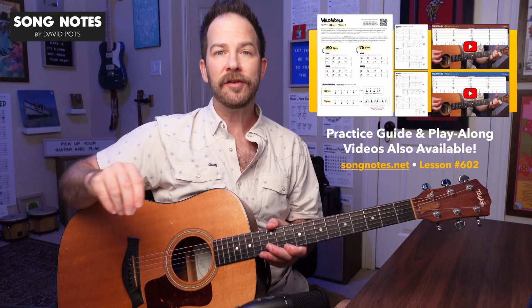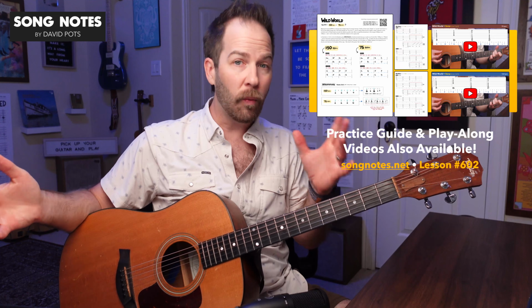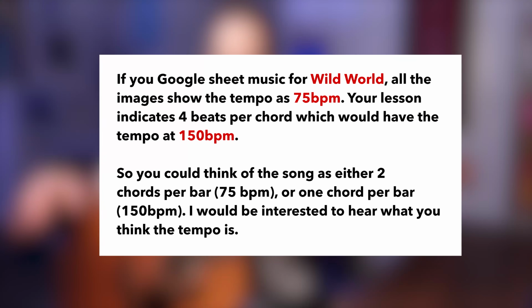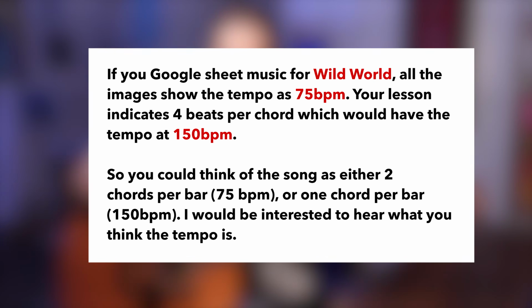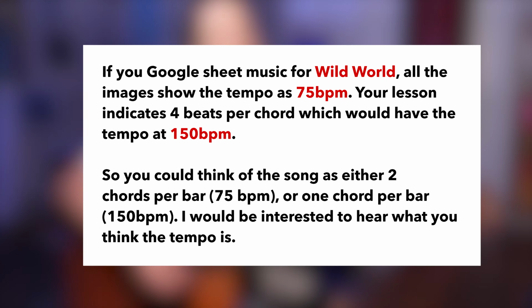Carl, you most recently asked about this. You're asking about the Cat Stevens song, Wild World. I teach that in a previous lesson. You ask about how I write it up at 150 beats per minute, right? Which is a faster tempo, right? But other folks write it up at 75 beats per minute.